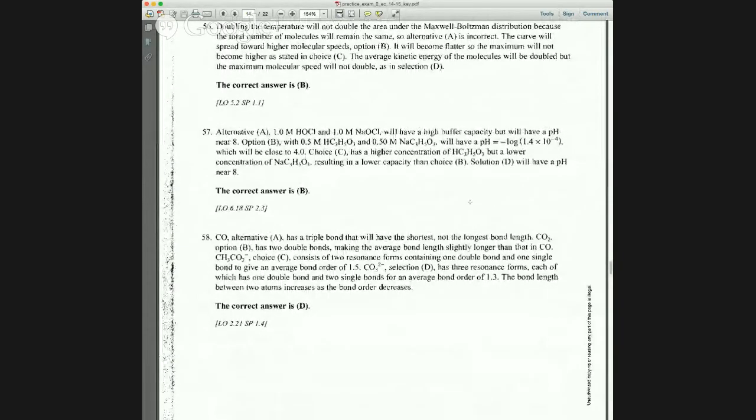Okay, D. CO, also, it has a triple bond. Nah, I didn't do that right. My bad. So I thought it had a triple bond maybe, but I didn't write it that way. So obviously that was wrong. But anyways, so the first A has a triple bond, so it's the shortest.